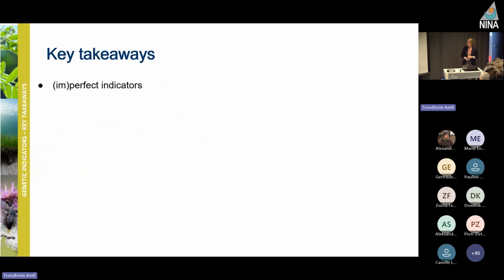So in summary, yes, we have indicators. We also know that they are not perfect. There is still work to be done. But they can be used no matter where you are, in which country you are in the world. They can be used both in terms of DNA-based and non-DNA-based data.